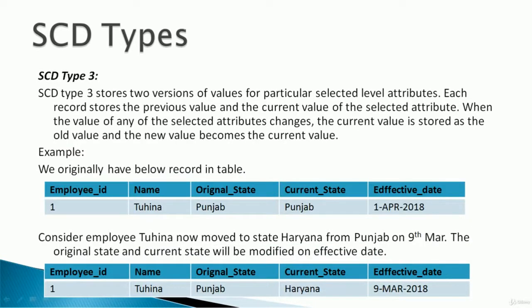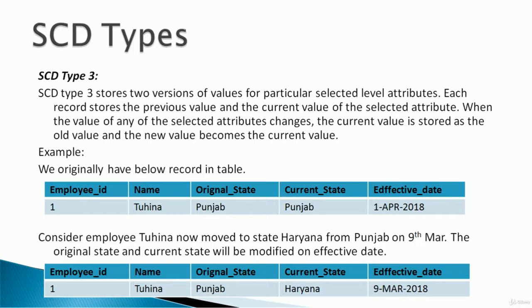Next we have the third type, SCD type 3. SCD type 3 stores two versions of values for a particular selected attribute. Each record stores the previous value and the current value of the selected attribute. When the value of any selected attribute changes, the current value is stored as the old value and the new value becomes the current value.